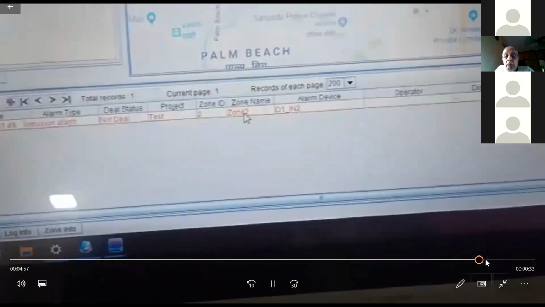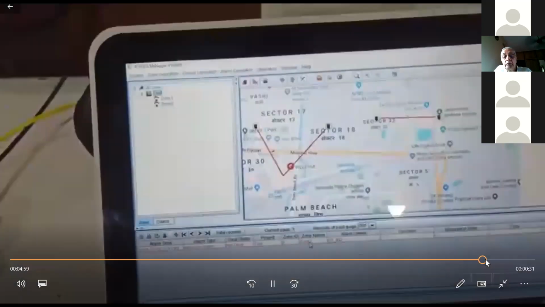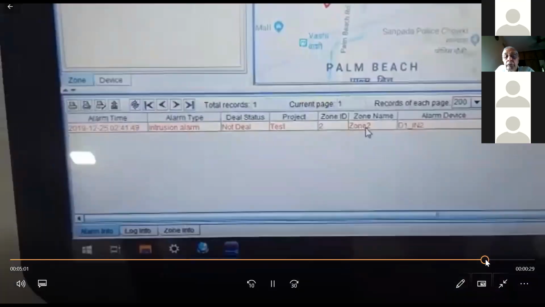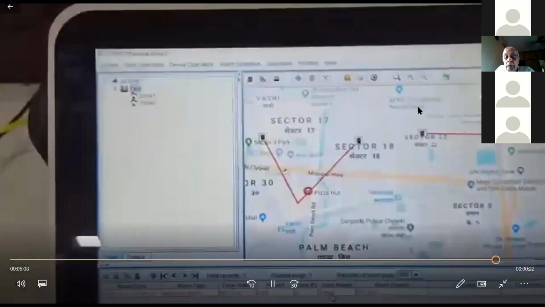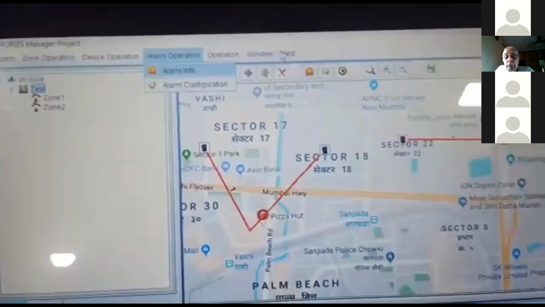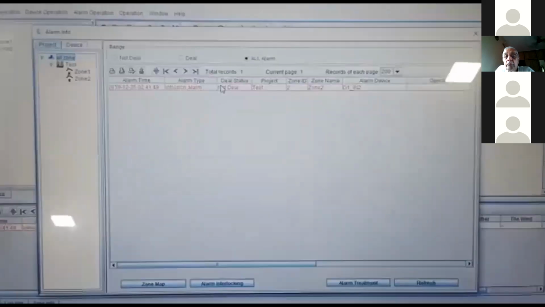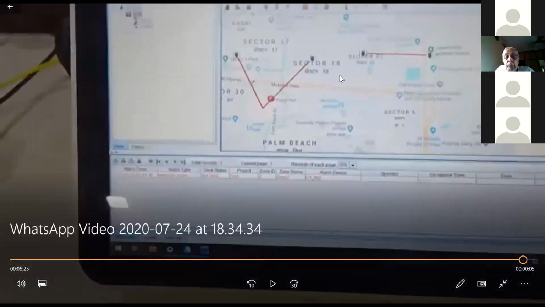Is this software developed here only? Yes, sir. Software, hardware, everything is developed here only. It will work 24 hours continuously, and we can keep on recording the intrusions with the timings. All right, so that's it.